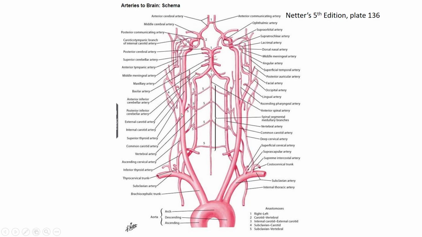It's the same on each side. This is the right internal and external carotid artery, and the left internal and external carotid artery. And then also off of the subclavian arteries, you have the vertebral arteries here.